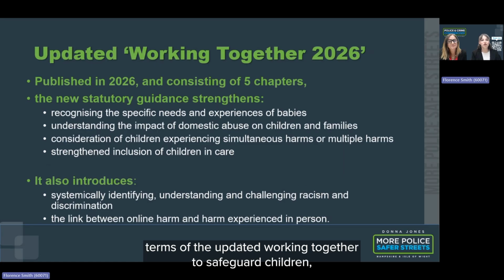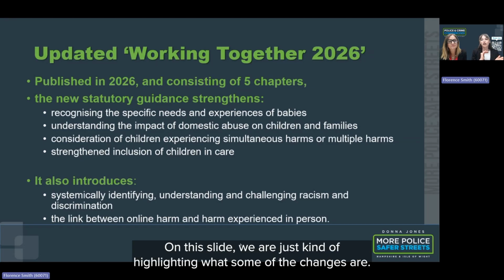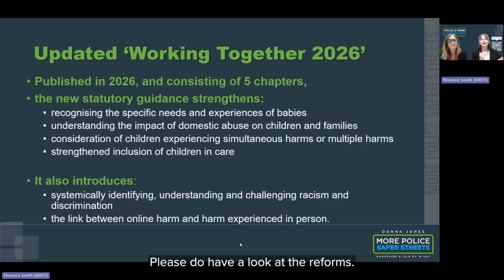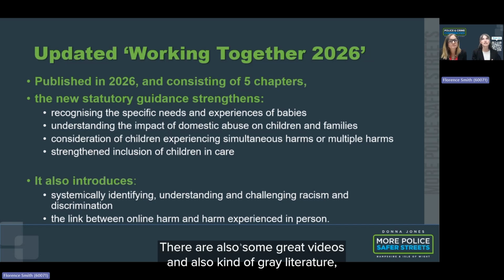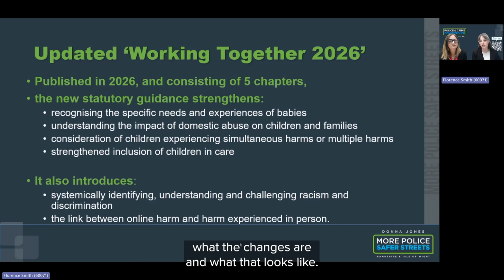But in terms of the updated Working Together to Safeguard Children, it was published in 2026 and it has 5 chapters in it. On this slide, we are just highlighting what some of the changes are. Please do have a look at the reforms. There are also some great videos and grey literature, which are talking pieces around what the changes are and what that looks like.